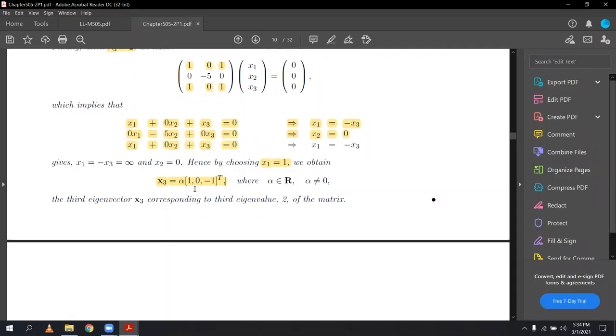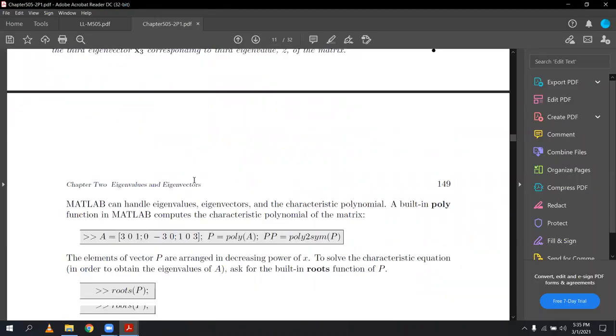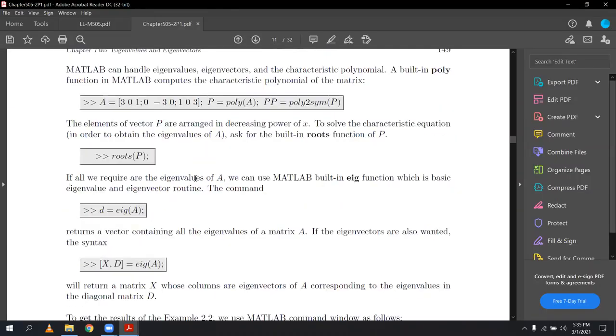But of course, we have to use a numerical method. Very soon, inshallah, we will do that numerically to find the eigenvalues and the eigenvectors of the original given matrix we have here. Any question, please?